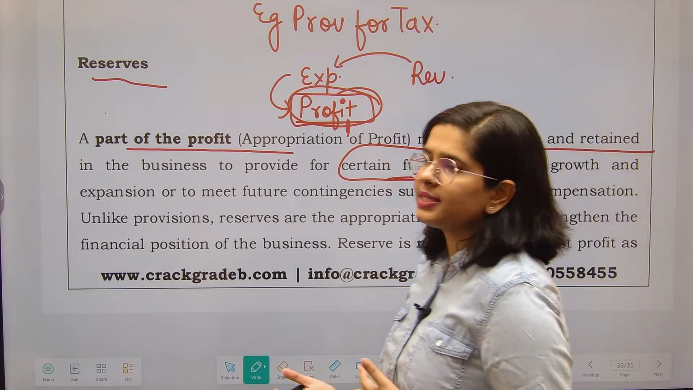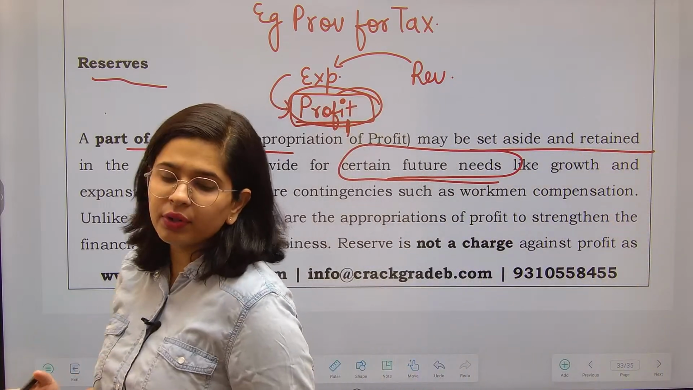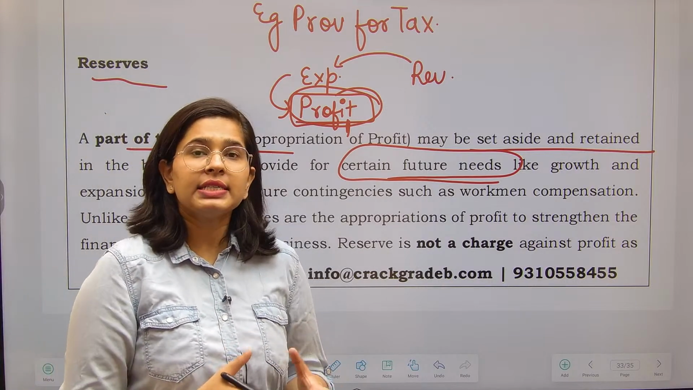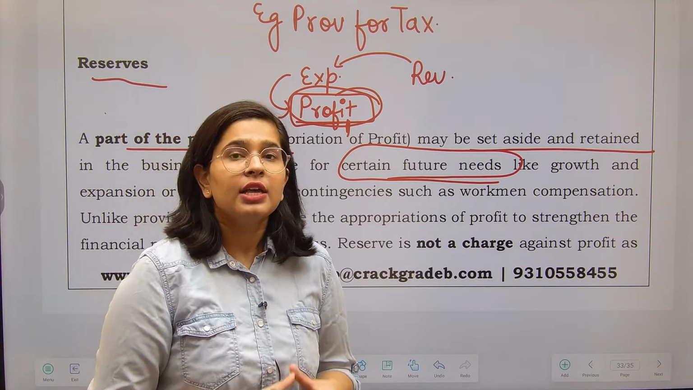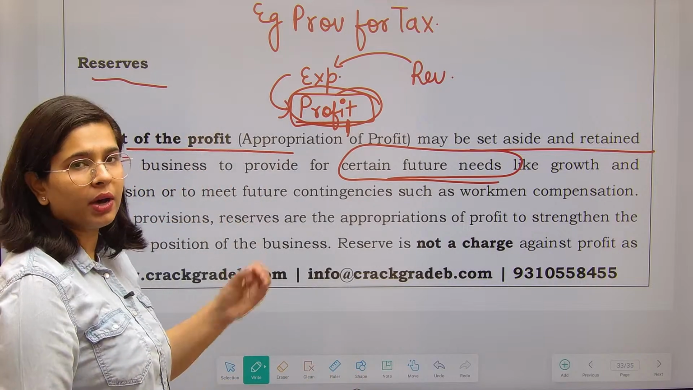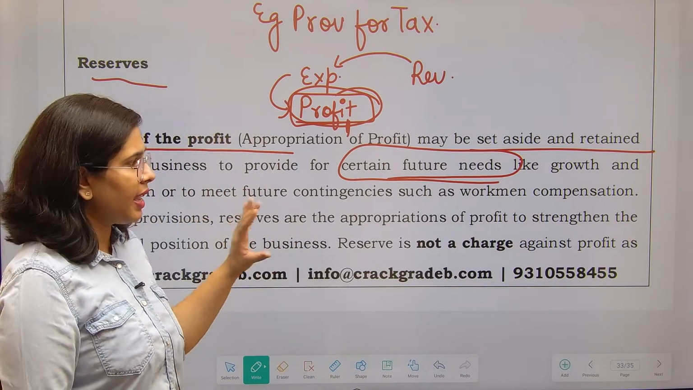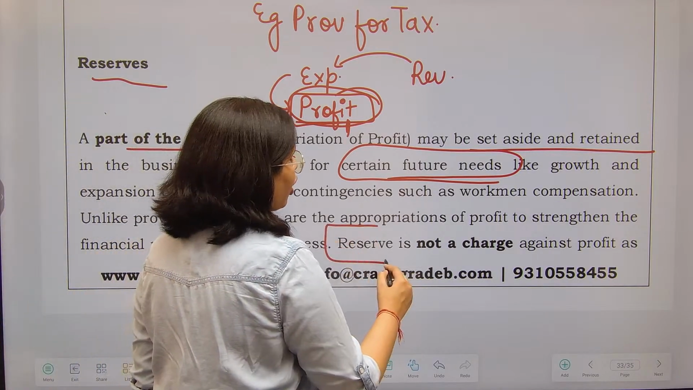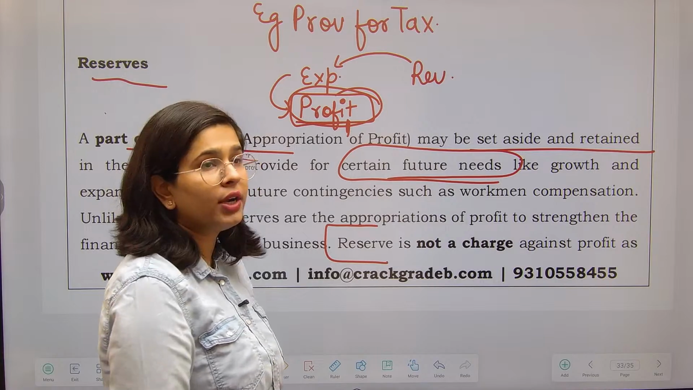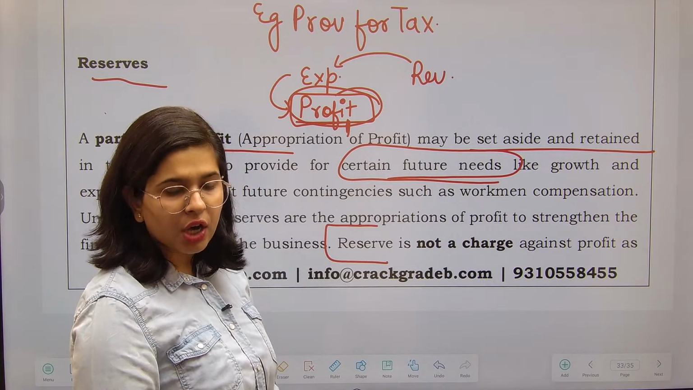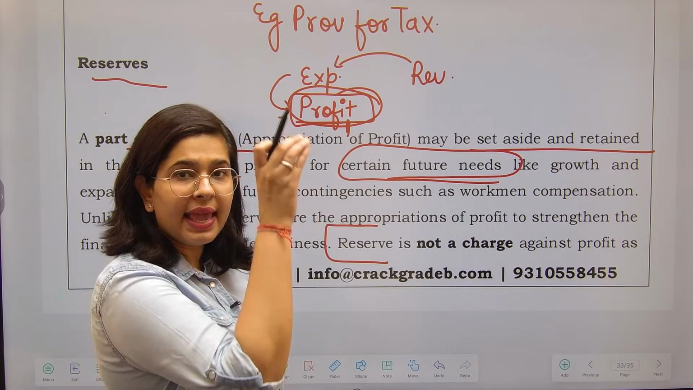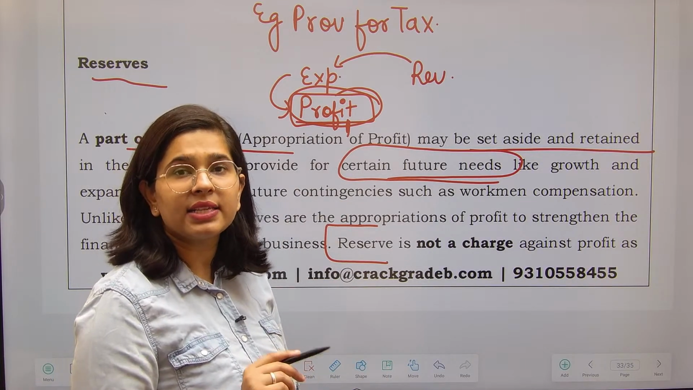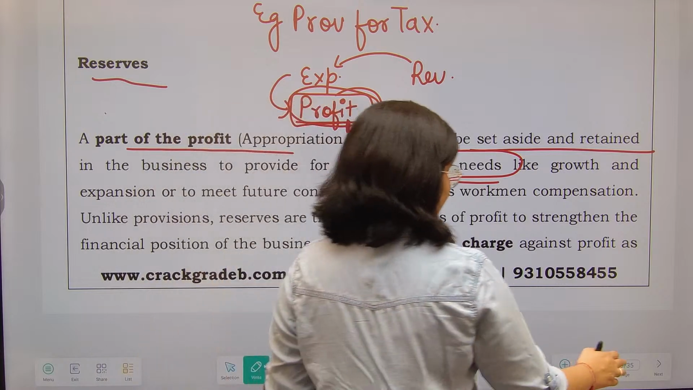See, why do we make savings? Because we do not know that in future certain contingencies might arise. Kuch emergency situations might arise. So hence for that we keep some reserves, and similar is the case for the business. Now it has been given categorically that reserve is not a charge against profit, because we do not show reserves on the expenses side, right? We do not show reserves on the expenses side. Please remember this.